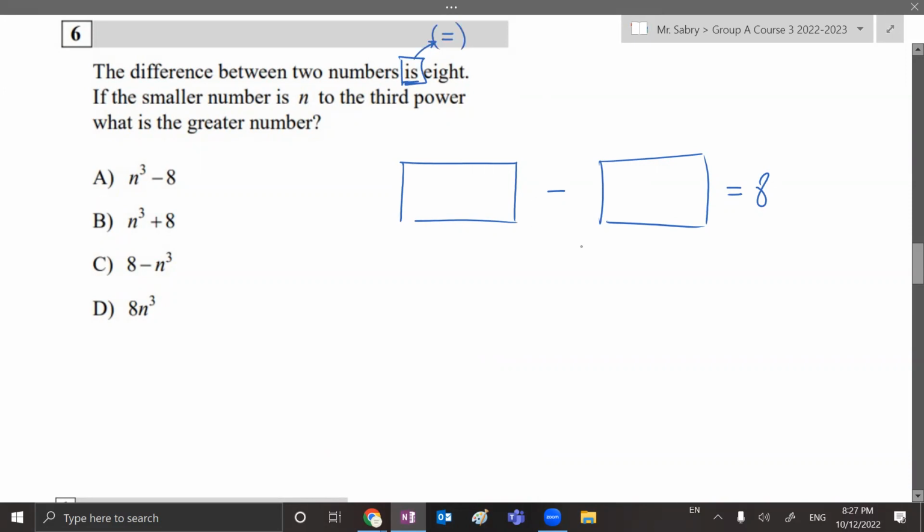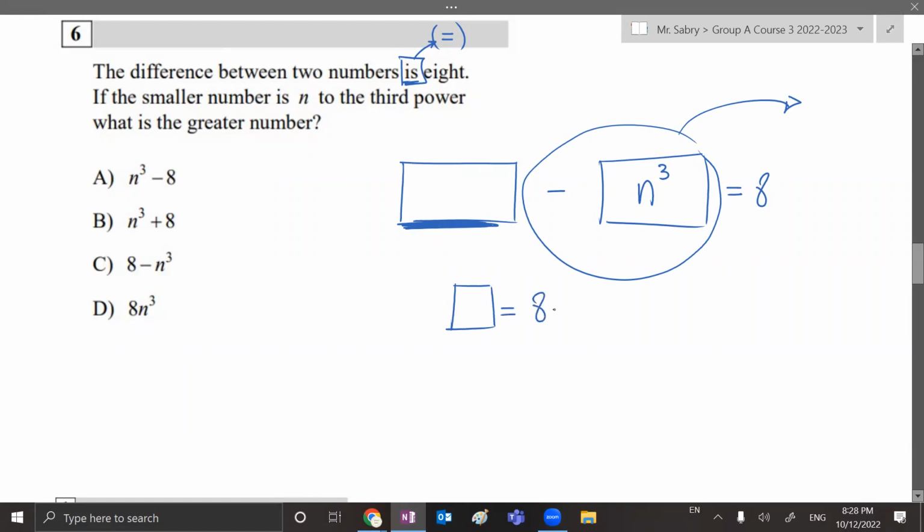If the smaller number, which do you think is the smaller one? Is it the one on the left or the one on the right? If two numbers are subtracted from each other to give 8, which is the smaller, the one before the minus or the one after the minus? The one after the minus, exactly. So the smaller number is n to the power of 3. What is the greater number? I want to know what this box is, so I'll move this to the other side, opposite the sign. So this box will now equal 8 plus n to the power of 3, which is b.